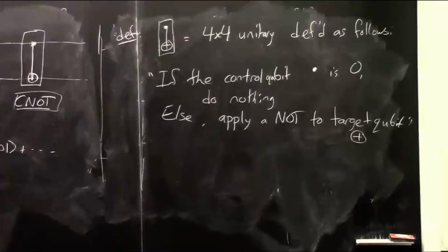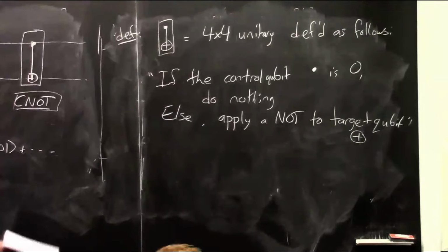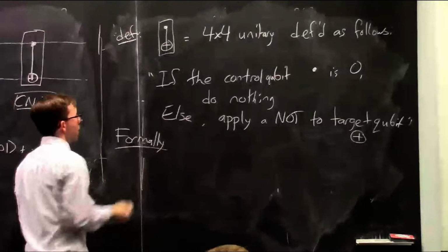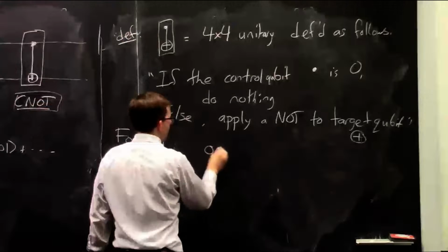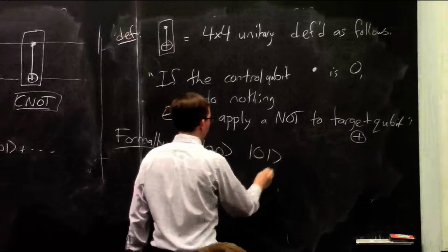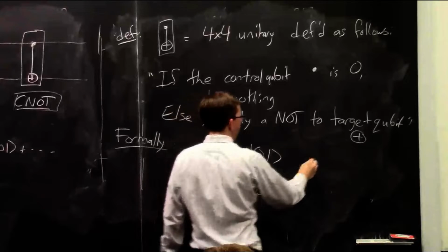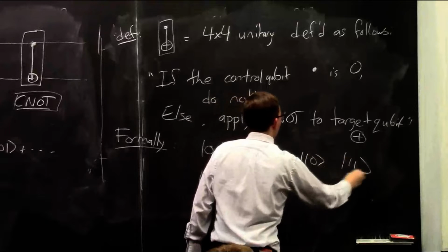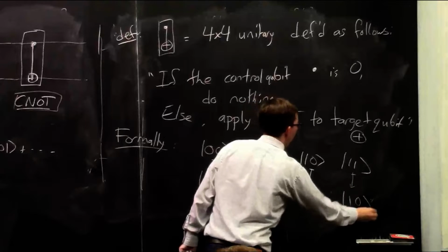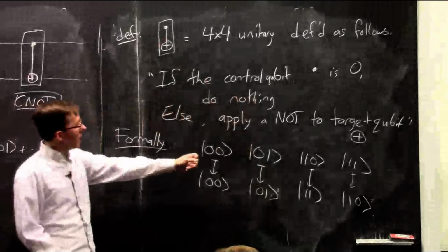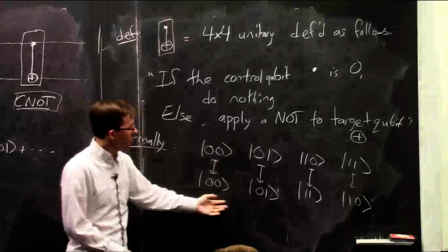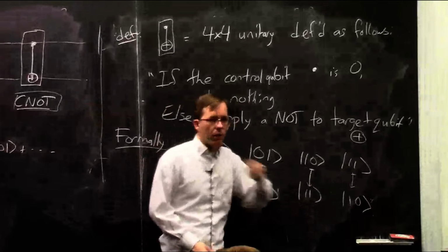Okay, so that's the words description. It's not completely formal, so let me say it formally. The CNOT operation, this 4x4 unitary operation, is the one that maps this basis state to 0,0. I'll just write it and then we can look at it. This one to 0,1. This one to 1,1. This one to 1,0. Okay, so you see it did what we said. This is assuming the first one is the control qubit, the second one is the target qubit. If the first bit is 0, then you just don't do anything. And if the first bit is 1, you flip the second one.